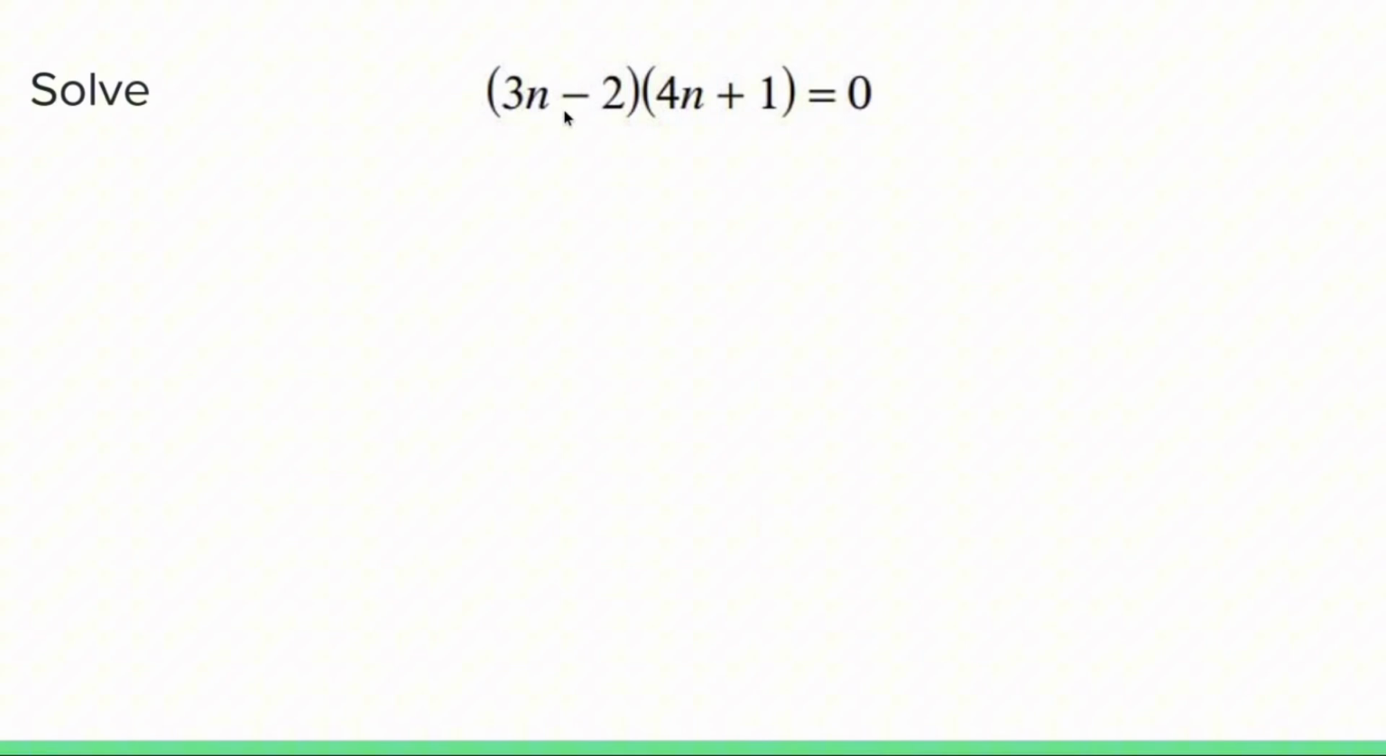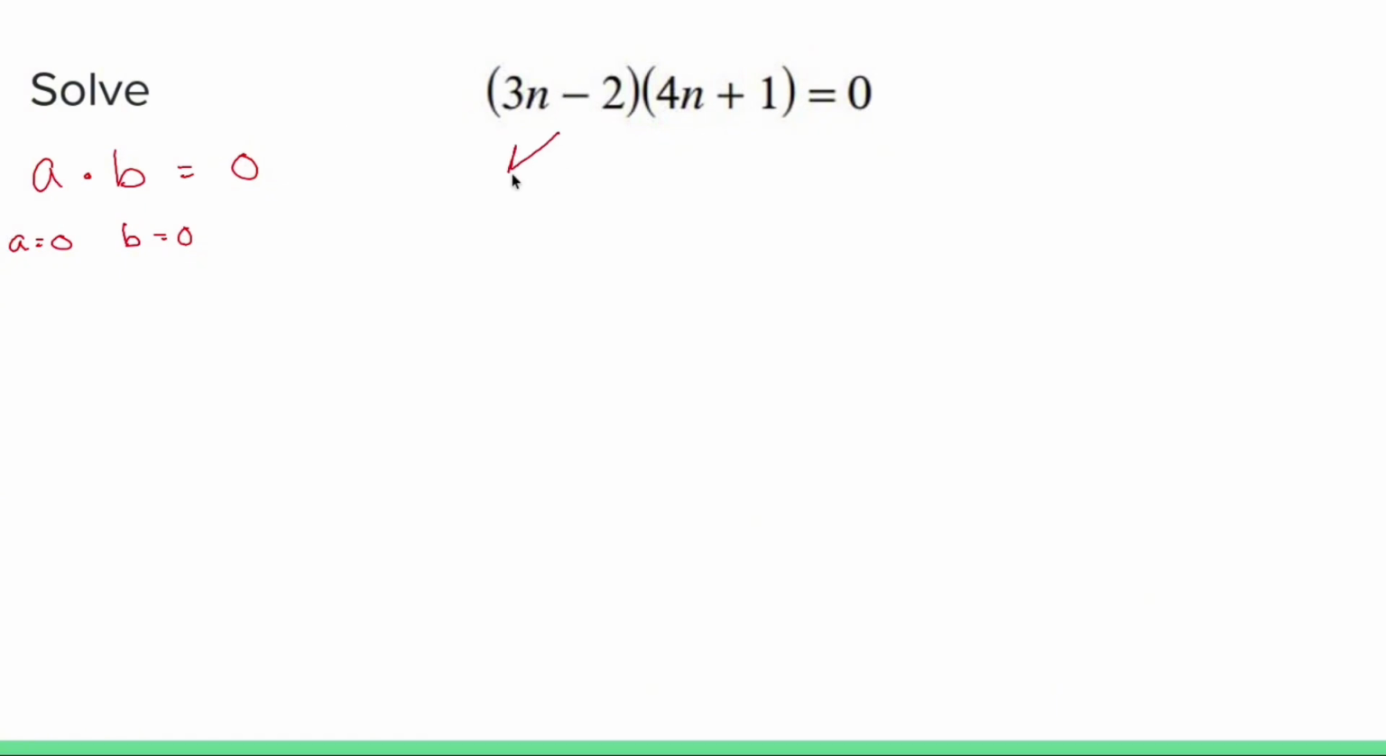Solve (3n − 2)(4n + 1) = 0. This is called the zero product property. The zero product property says that if I have A times B, so something times something equals 0, you set each of those things equal to 0. Because if A was 0, it cancels out. If B is 0, it cancels out. That's called the zero product property.